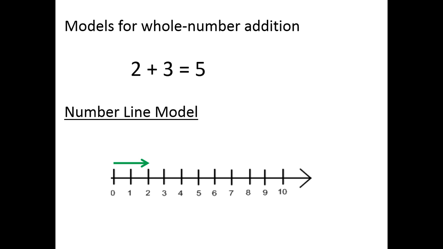So to demonstrate 2 plus 3 equals 5 with a number line model, we start with 0, and then we draw an arrow that's 2 units long. And then we add to that, append to that from its end, an arrow that is 3 units long. And we look to see where that last arrow is pointing. It's pointing to the 5. So 2 plus 3 equals 5 because we can combine these two arrows and end up with an arrow that's pointing to the number 5.